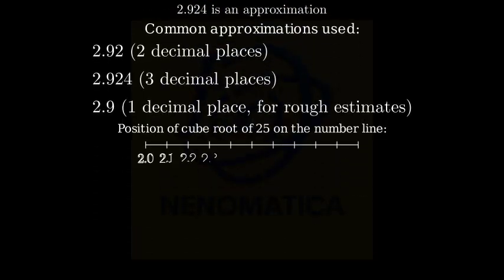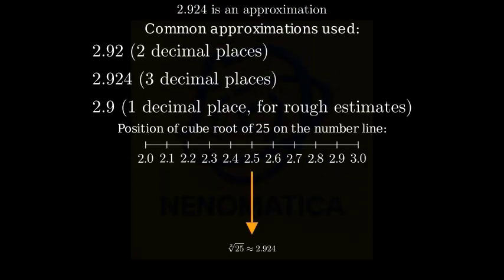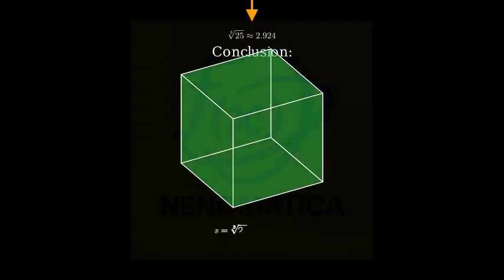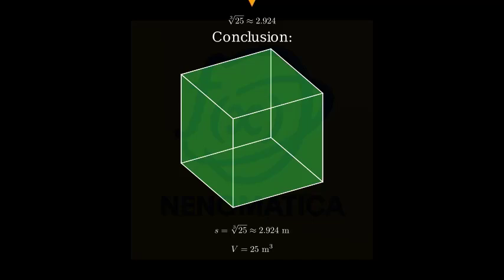On a number line, we can visualize where the cube root of 25 falls. It's between 2.9 and 3, closer to 2.9. In conclusion, to find the side length of a cube with a volume of 25 cubic meters, we need to calculate the cube root of 25. The side length of the cube is exactly the cube root of 25, which is approximately 2.924 meters.